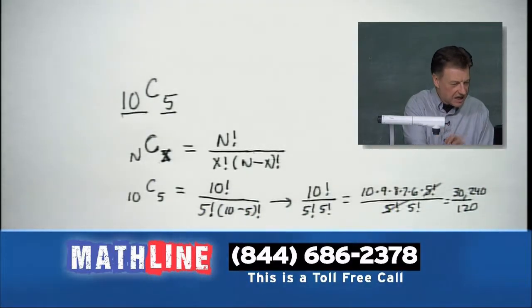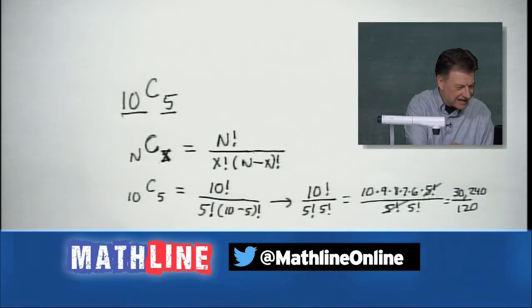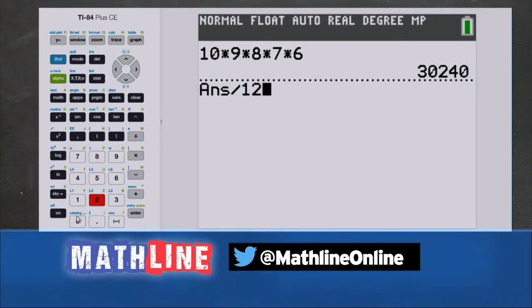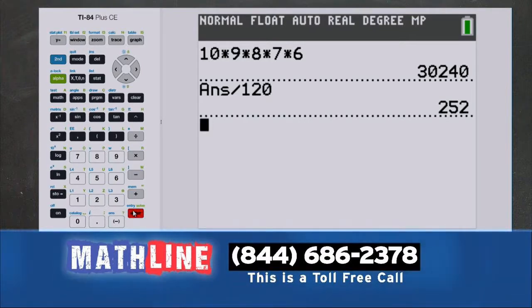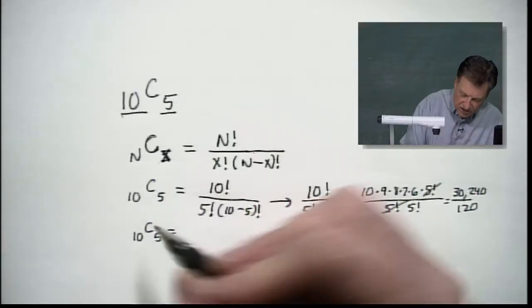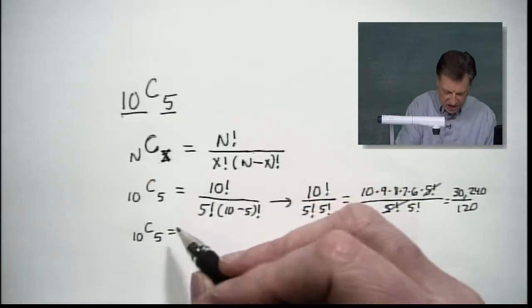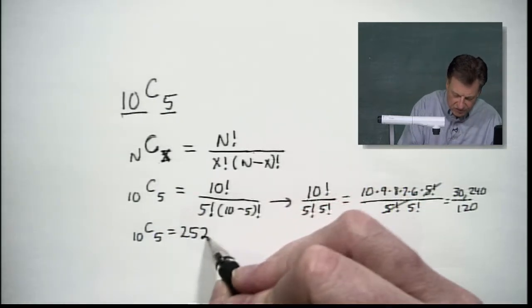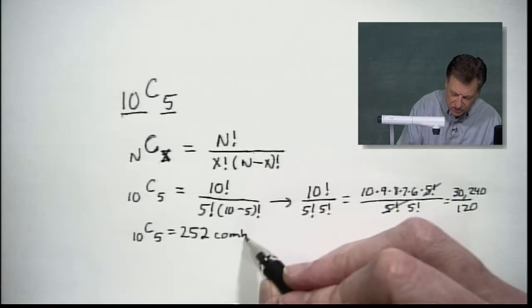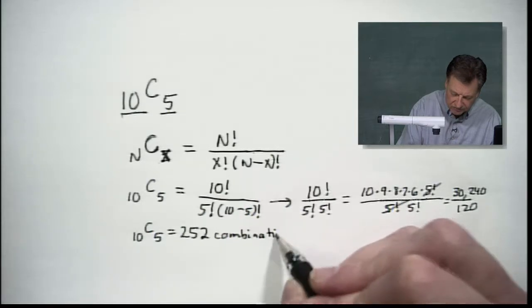You want to go ahead and do it? Yeah, let's do it on the calculator. I don't want to do it by hand. Let's see, we got 120 divided into that. We're at 252, and that's really what we were looking for. So our calculation here, Sawyer, is for 252 combinations for that hand of cards.